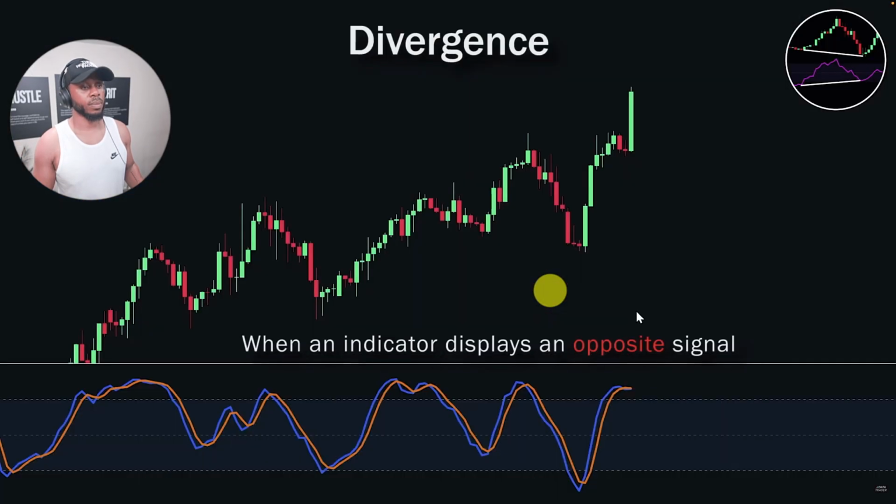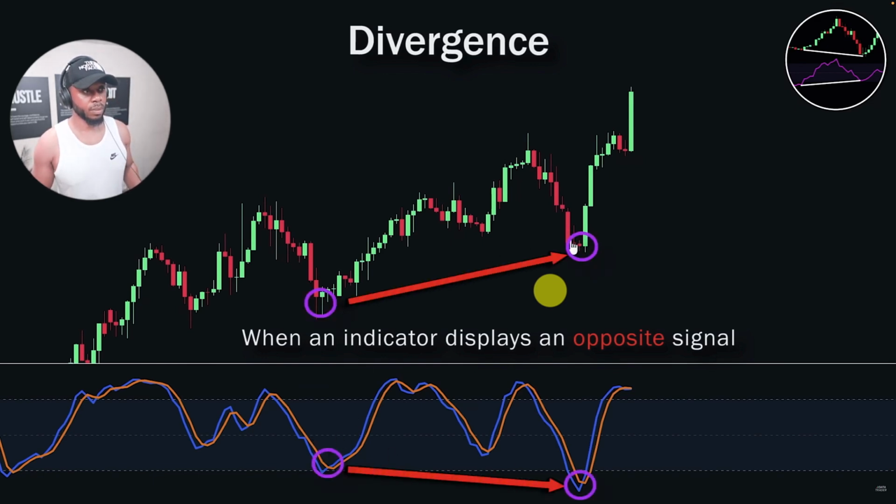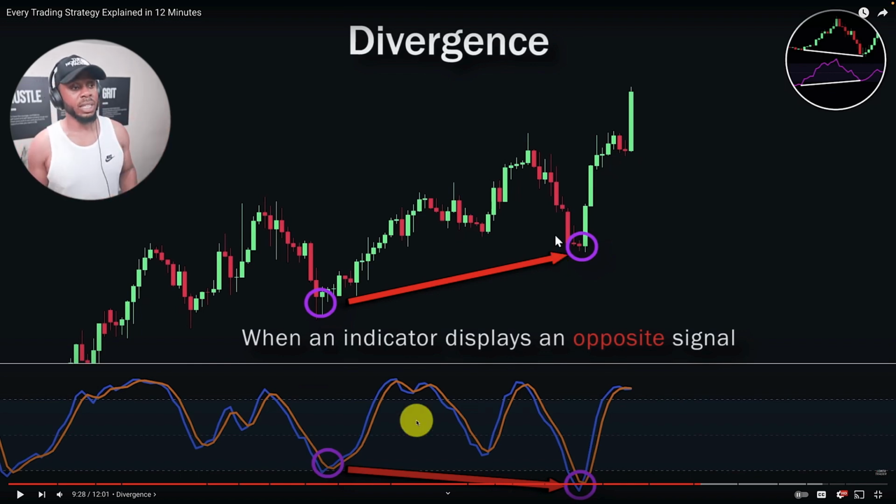Divergences. Divergences occur when an indicator displays an opposite signal of the real price movement. When this happens, it is usually a sign that the trend might reverse. Yeah, guys, so when it comes to divergence, this is something that some people actually use in confirmation with other trading concepts. I would never use this stuff down here because I just believe it's inaccurate. It's very lagging, doesn't really do anything.